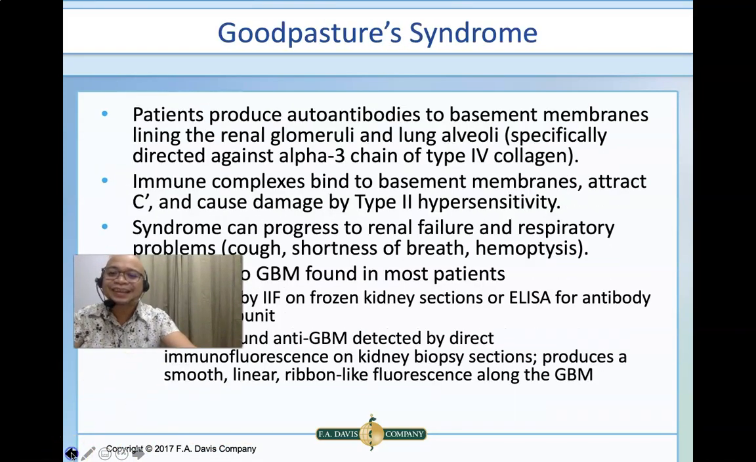Okay, so there you have it. That's the end of our discussion for autoimmune disease.